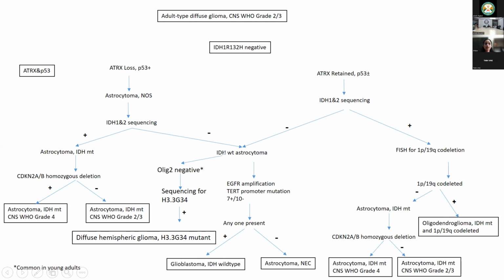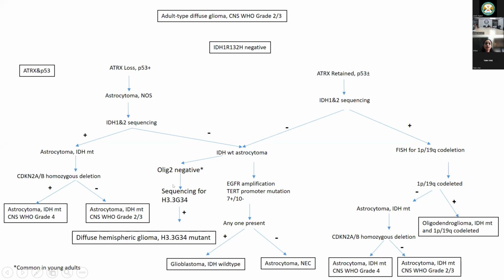What's interesting is this center portion of the tumor group, where you don't find an IDH mutation on sequencing. Then it becomes an IDH wild type group. I told you there is no IDH wild type astrocytoma. So we have to test for markers of glioblastoma, that is EGFR amplification, TERT promoter mutation, and chromosome 7 gain, chromosome 10 loss. If any one of these is present, it becomes GBM IDH wild type. In its absence, it becomes an NEC diagnosis because we don't have an astrocytoma which is IDH wild type.